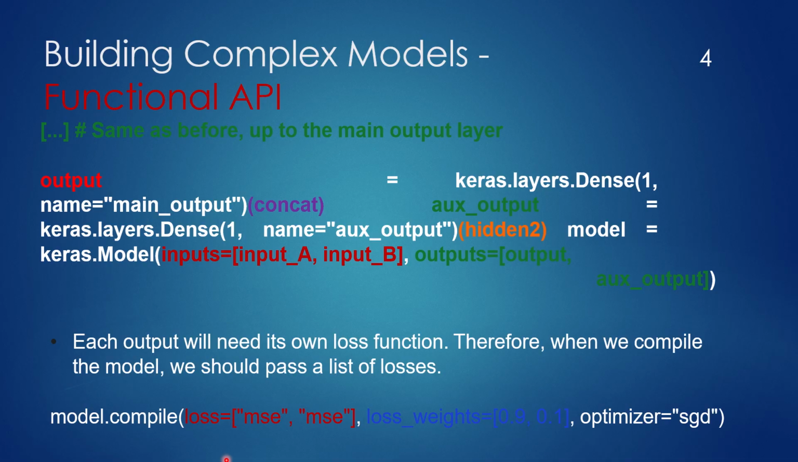Compiling the model: since there are multiple outputs, each output needs its own loss function. The model is compiled using a list of losses and optional weights for each loss. The key concept is that the functional API allows more complex architectures than the sequential API. You can define models with multiple inputs and outputs. When compiling such a model, you must provide a list of losses, one for each output, and optionally a list of loss weights to prioritize one output over the other.